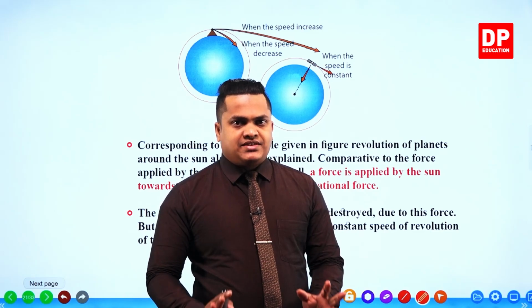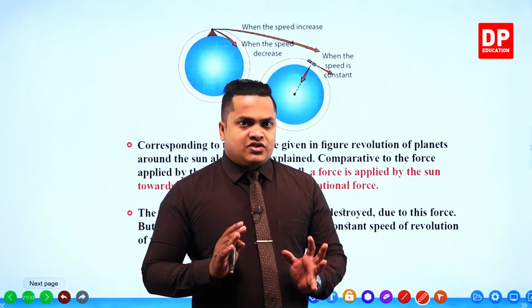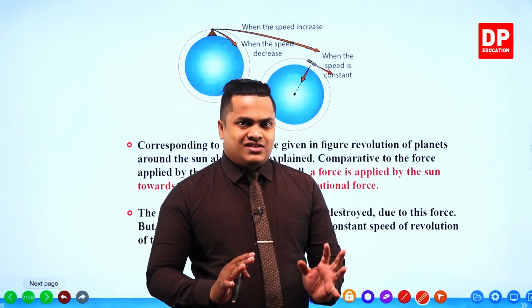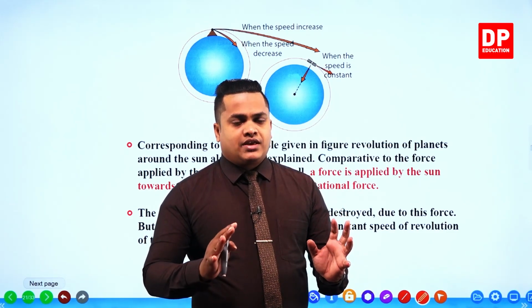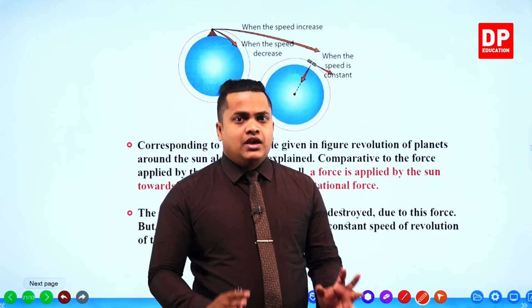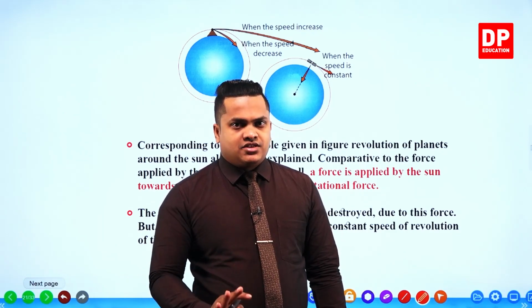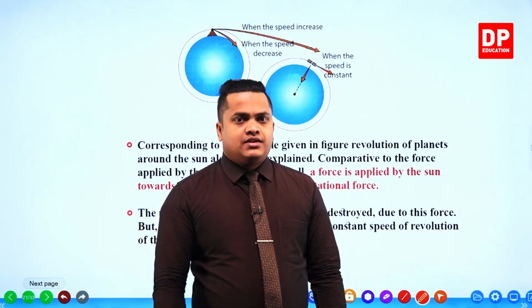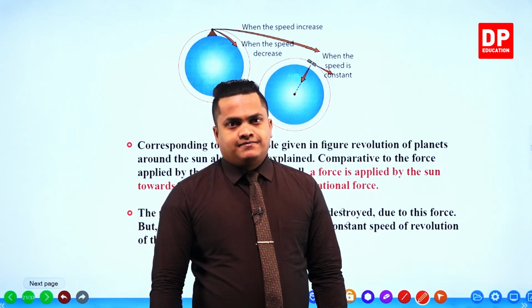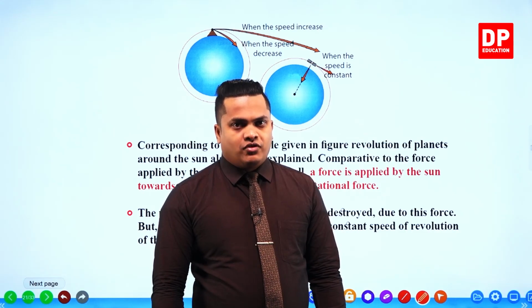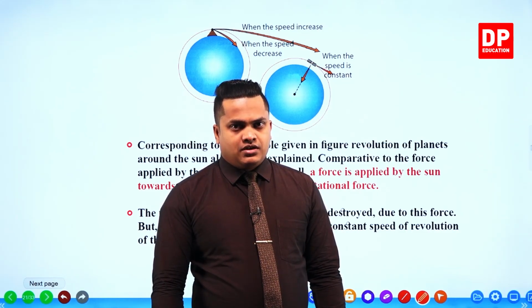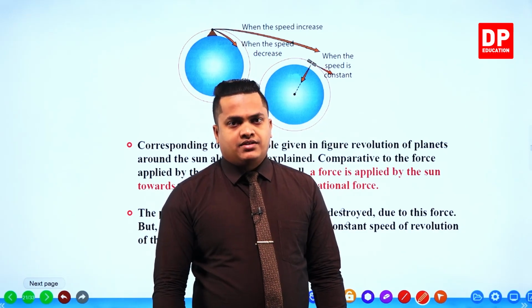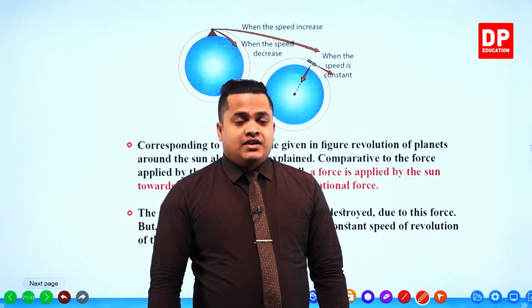It's going to keep the same constant speed and maintain the same constant orbit and keep on revolving around the sun at a constant speed, on a constant path, right? So this is how the gravitational force affects the revolution of the Earth and other planets around the sun.